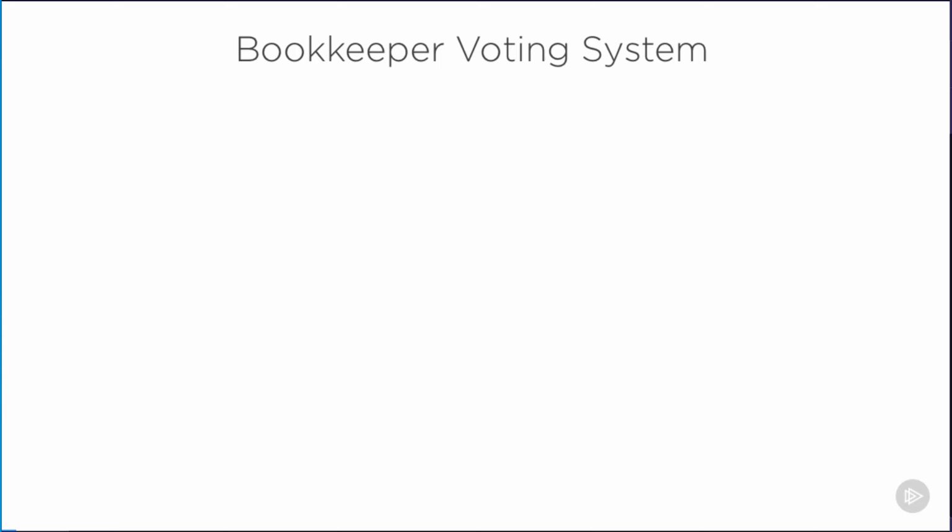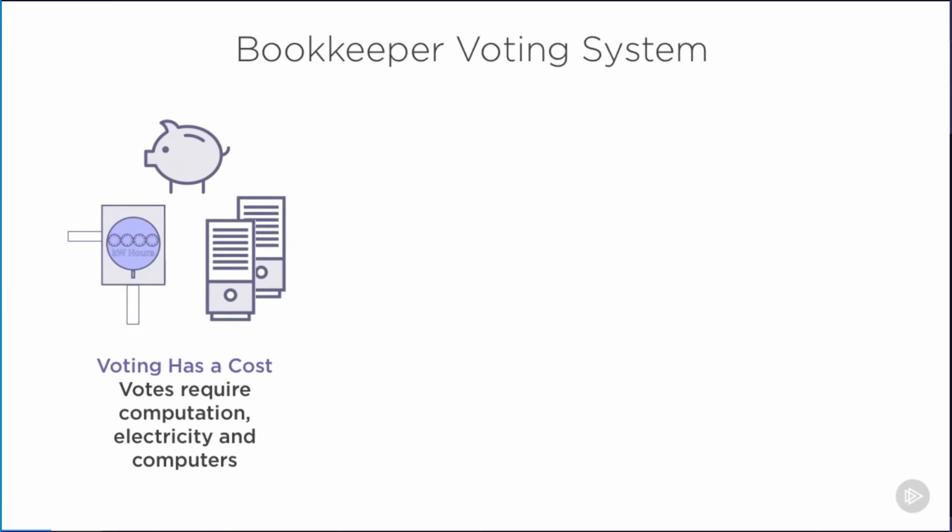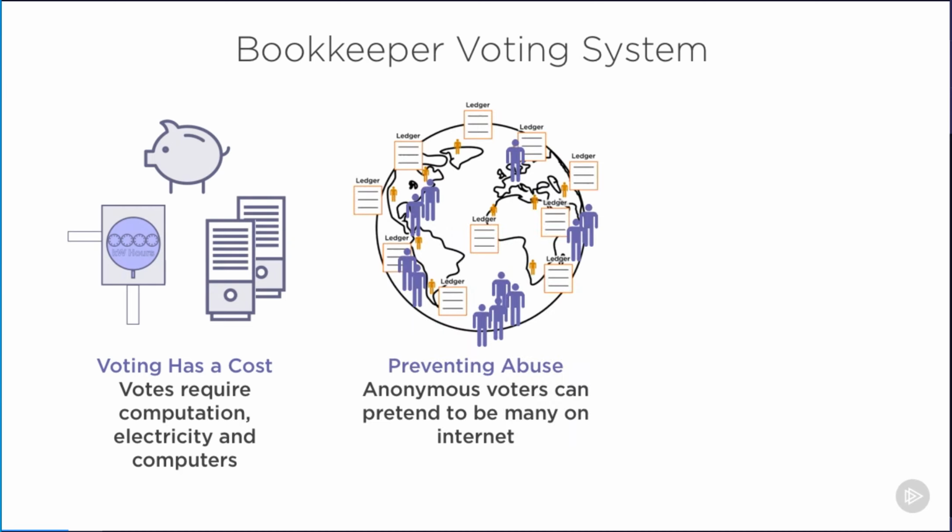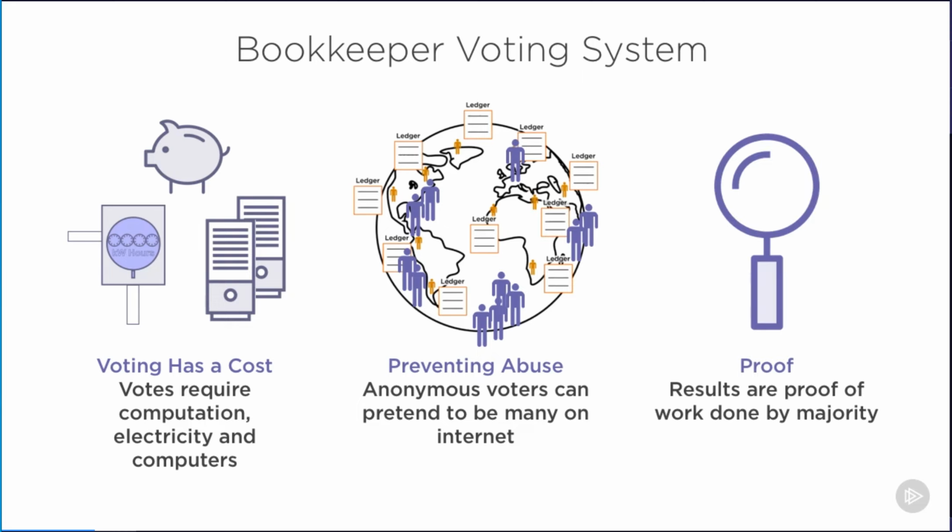Let's now dive into this voting system. I mentioned in the first module that bookkeepers must solve computational puzzles to vote. This gives voting a cost, making it financially infeasible for a single anonymous voter to masquerade as many others and sway the vote. It also provides a form of proof to the rest of the world of the majority's will, because the solutions could not be generated without the majority's computing resources. Let's see how this works in detail.